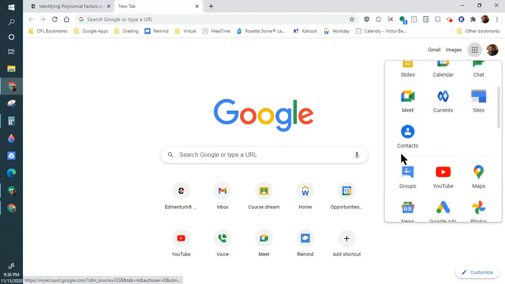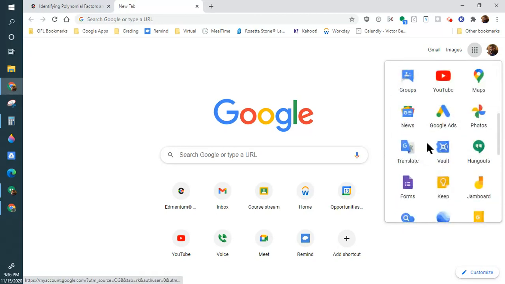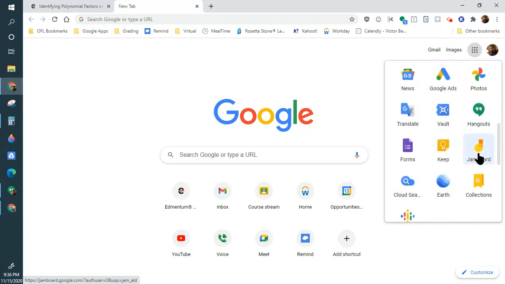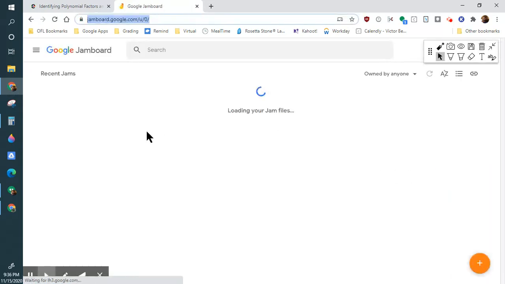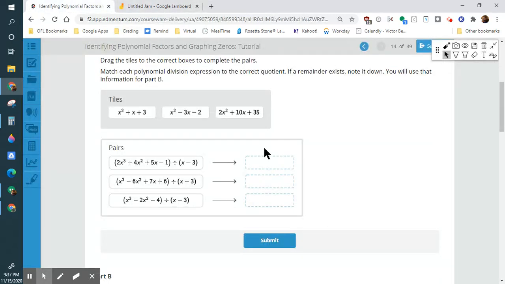Yep, looks like Google Jamboards is probably going to be the best choice for you guys. Just go on Jamboards and you can just draw on here. And I'm using a mouse for this, I'm not even using my pen. All right, so let's get into this. I'm not going to use Google Jamboards because it's easier for you guys to see it here.